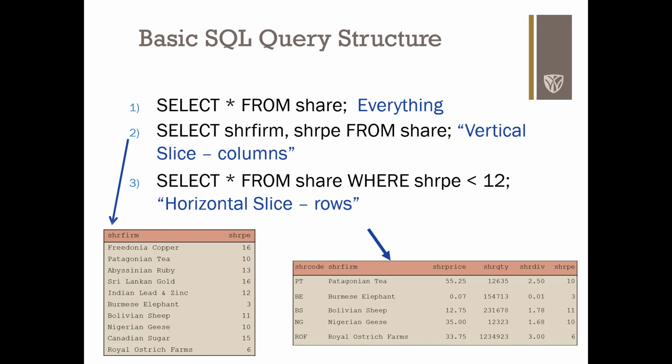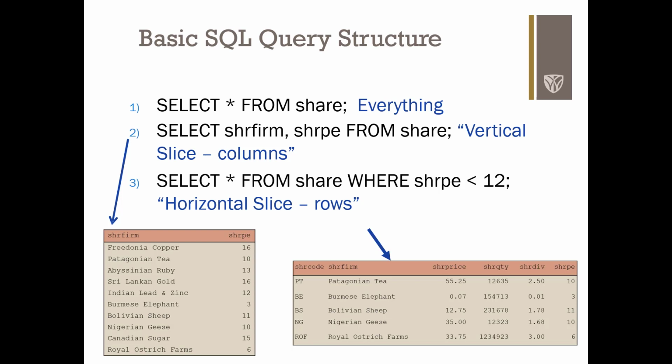The first one, select star from share, basically says select everything, which means give me all of the attributes and all of the rows, all of the records. So it'll basically display all of the information that's stored in the table. In the second one, we're saying select share firm and share PE from share. What that does is say, okay, I want to select these two attributes. Since I don't have any constraints on here, I want you to give me all of the rows. And over here on the left, it shows what that response would look like, what the result would look like.